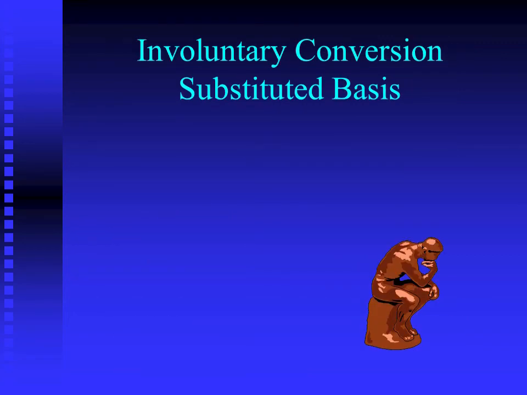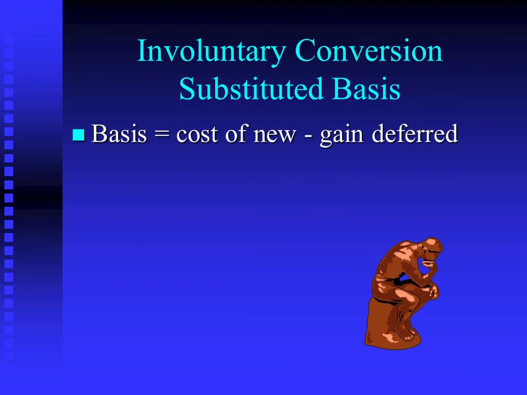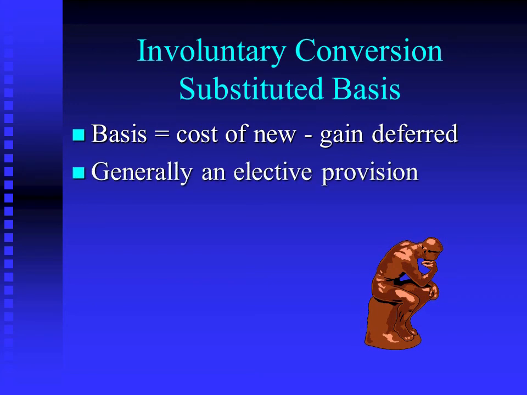Once you've determined how much gain deferral there is, we'll use our rule for substitute basis to determine what the basis in the new property was. So remember that was the cost of the new minus any gains deferred. So we don't need to deal with the loss side because involuntary conversion rules do not apply if you realize a loss. You go elsewhere to determine whether you're recognizing the loss or not.